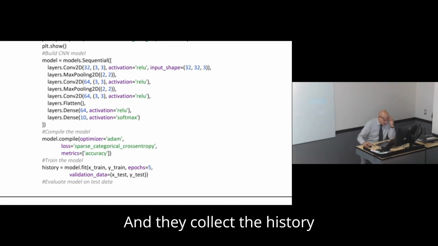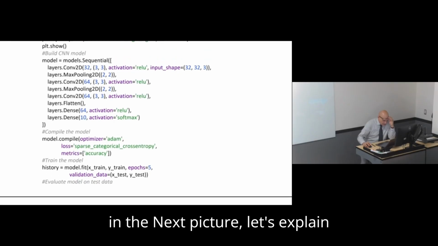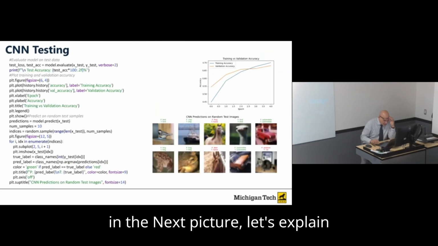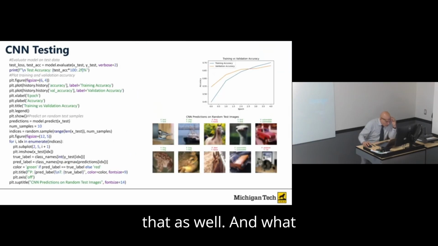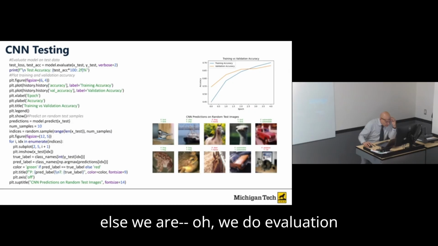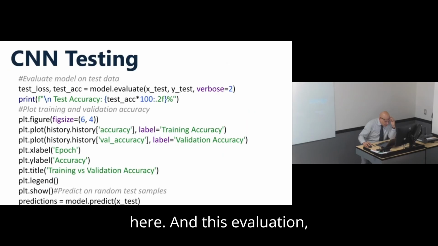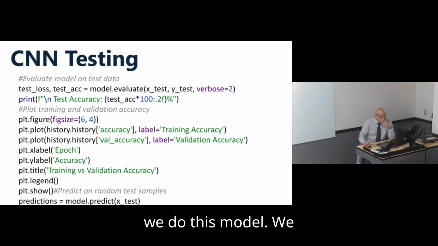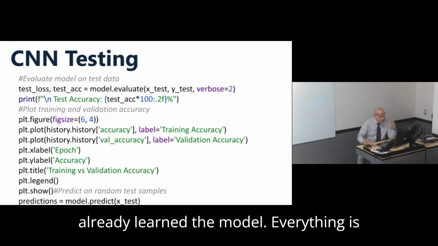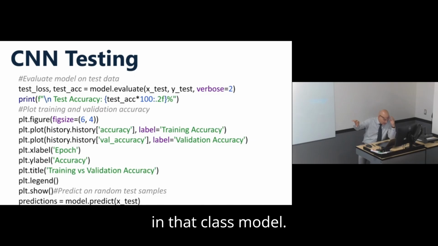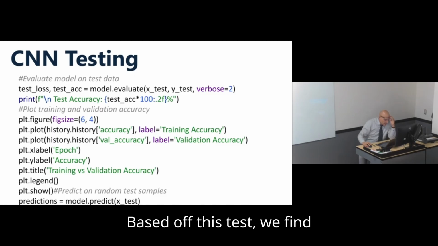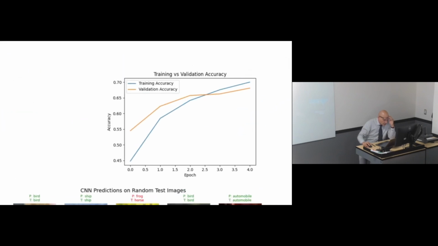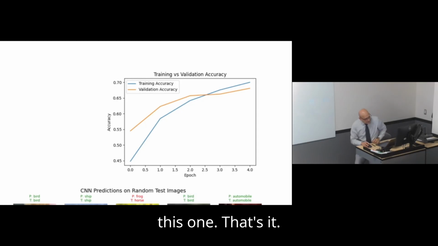And they collect the history. In the next picture, let's explain that as well. And we do evaluation here. In this evaluation, we use this model. We already learned the model. Everything is in that class model. Based off this test, we find the loss for the test to just draw this one. That's it.